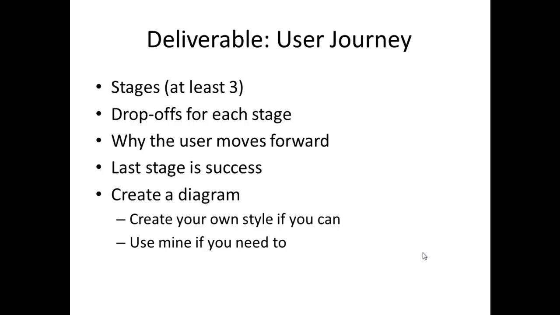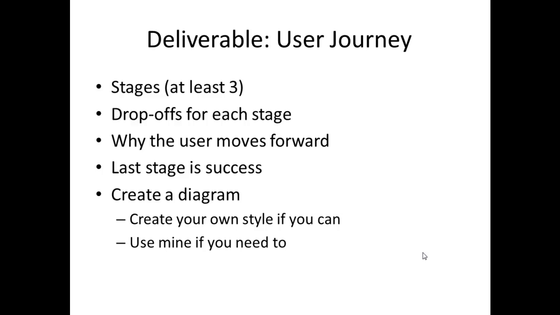Here's some information about the deliverable for you guys. At least three stages, but you certainly can have many more if your scenario warrants it. I want to drop off at each stage. What's going to make the user drop off if this doesn't happen, or if this does happen? The greens for why the user moves forward. So we have like a flow chart. If you want to put two different things going two different ways, that's fine. But you're better off keeping it simple if you have a choice. So that's success.